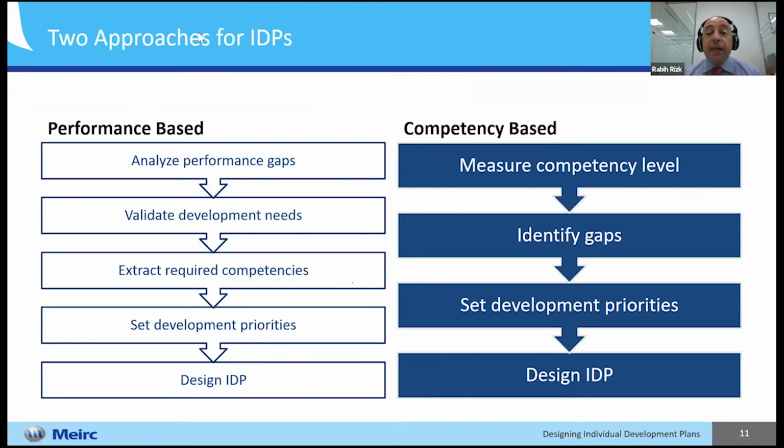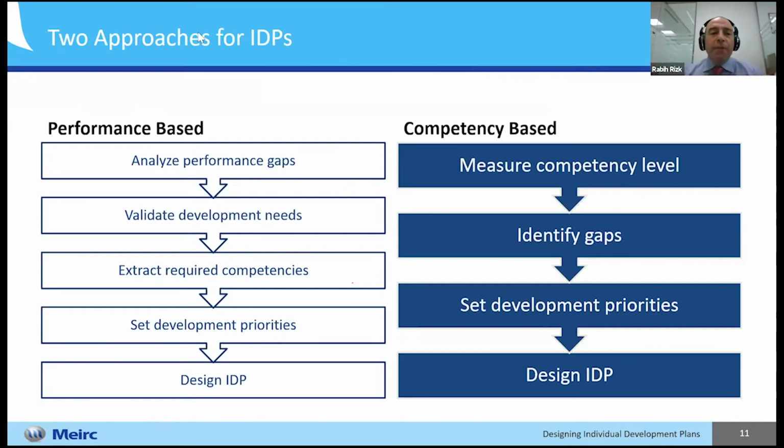Again, setting the priorities to make sure that you focus on what matters most for the business, and finally design the IDP again. Now, a word of caution here, if you don't mind. When you measure competencies, sometimes we assign priority by how large the gap is.